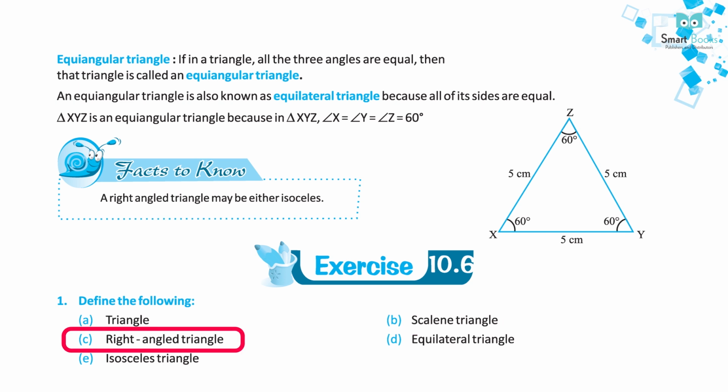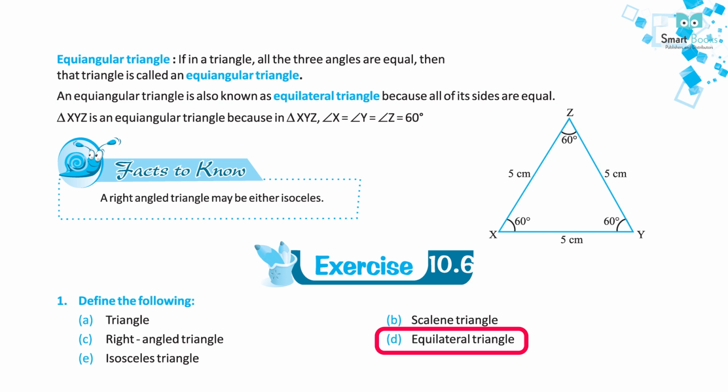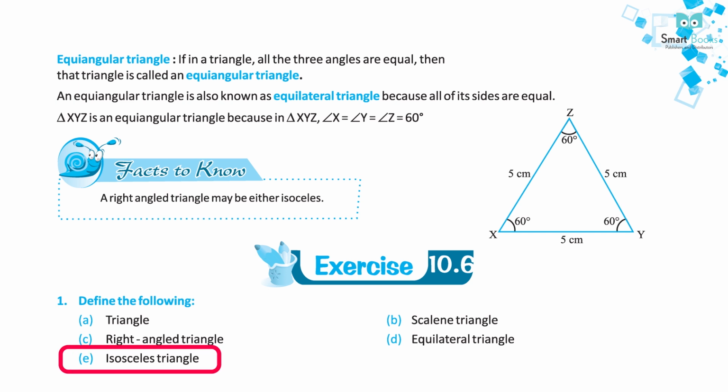C. Right angled triangle. If any one angle in a triangle is a right angle, then the triangle is called a right angled triangle. D. Equilateral triangle. A triangle having all three sides equal in length is called an equilateral triangle. E. Isosceles triangle. A triangle which has two sides of equal length is called an isosceles triangle.